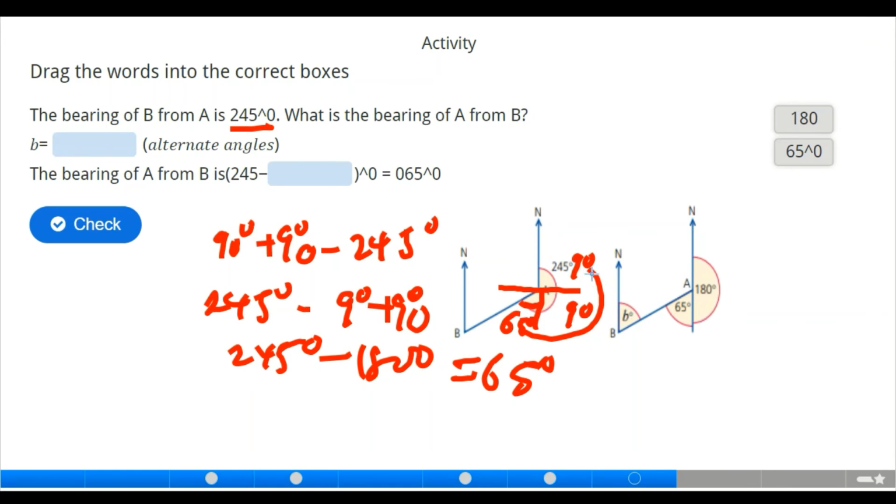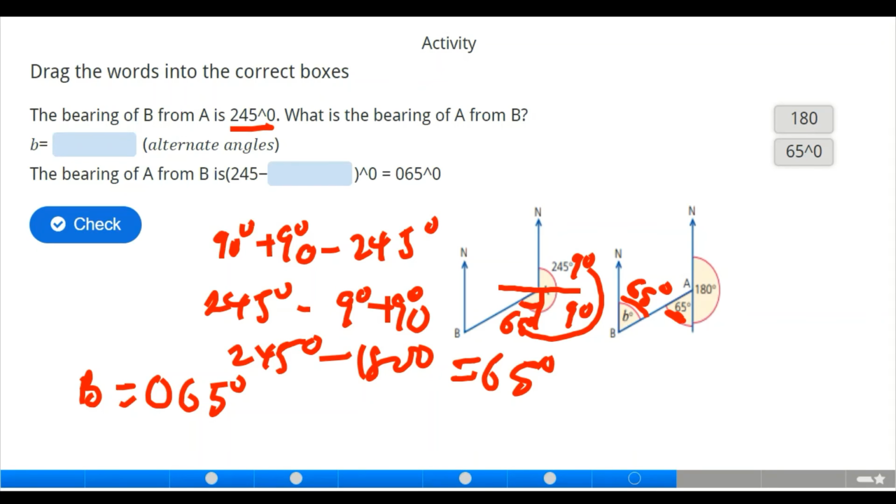Now we have to look for the bearing of A from B. Remember we made mention of alternate angles and corresponding angles in our previous slide under angles and lines. So if the angle here is 65 degrees, then the angle at B here is going to be 65 degrees as well. We have been told that for bearing, we read three-digit figures. So we say the bearing is going to be 065 degrees, and that's the bearing, reading from A.